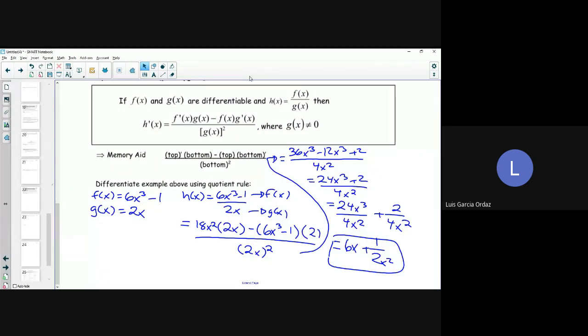As you can see, doing the quotient rule involves just following this set of steps, and you'll be able to find your derivative of h of x if it's two functions over each other as fractions, but both functions have to be differentiable. I'm going to give you guys time to copy this down, and then I'll move on to the next thing.